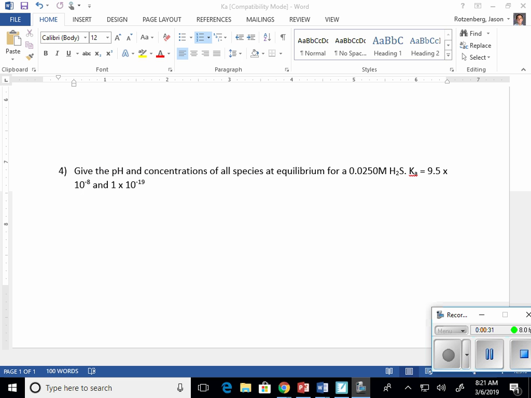That's why at the end of this question, two K values are given. One is 9.5 times 10 to the negative 8th. The other one is 1 times 10 to the negative 19th. First off, before we get into the mathematics of it, notice that the second K value is a lot smaller than the first K value. That means it's harder to lose that second hydrogen than it is the first hydrogen. That statement is true for all acids.